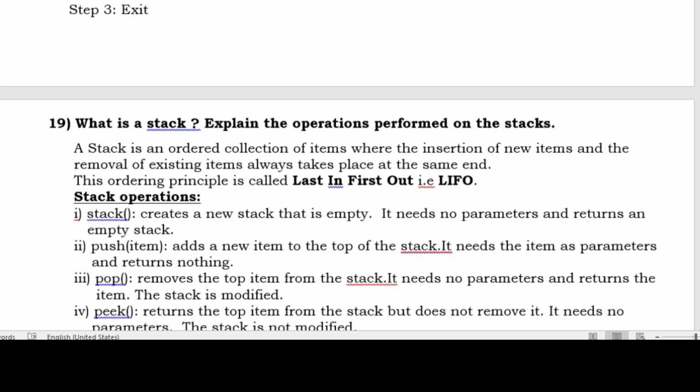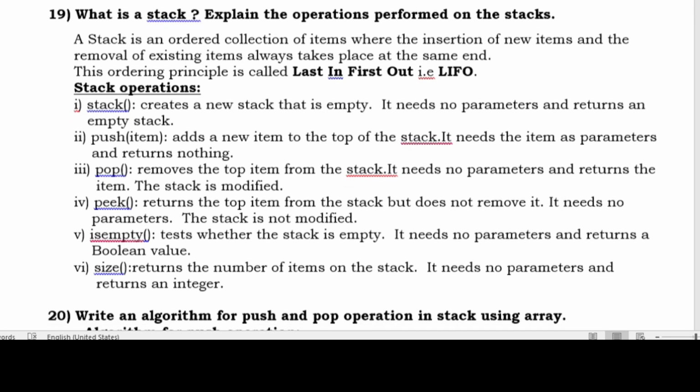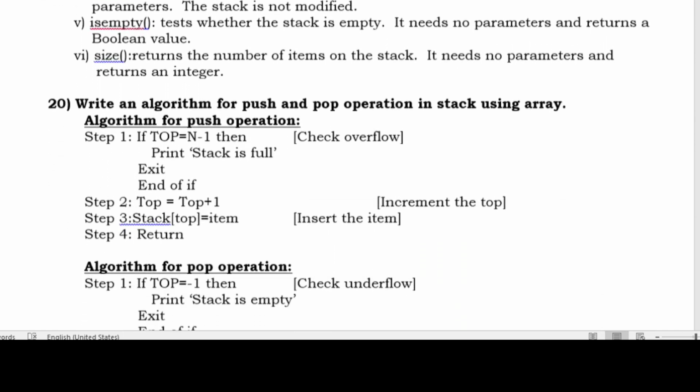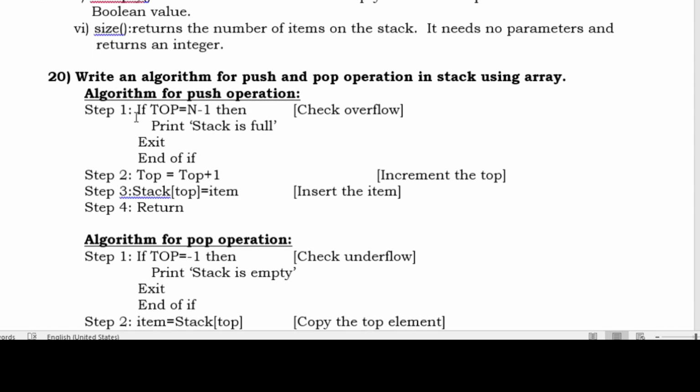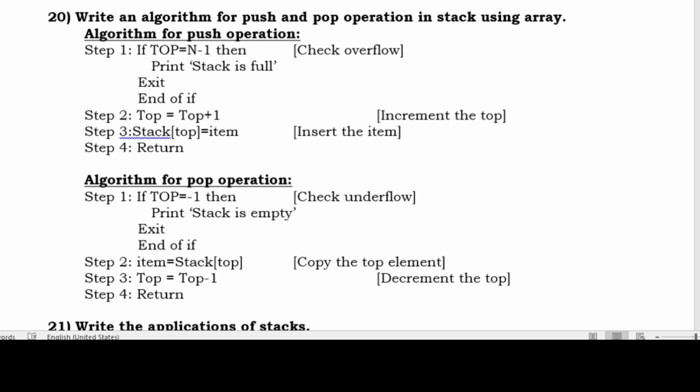See, operations performed on stacks: push, pop, peek, is empty, size, all these things. All the definitions, if you go through, are very, very simple. So stack operations. Then push algorithm, again, that could be asked for 5 marks sometimes. Pop algorithm also for 5 marks. Push and pop, right? You have to write and practice, and you can get it.